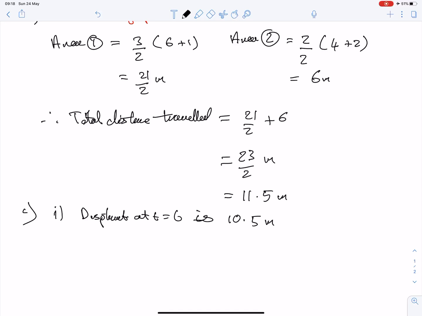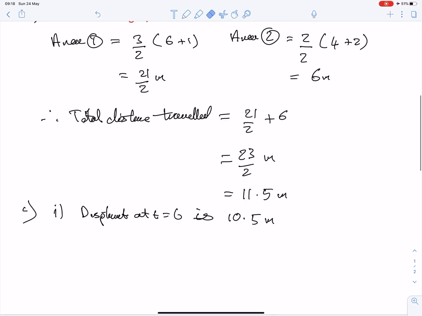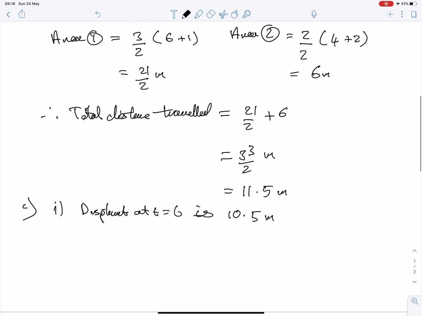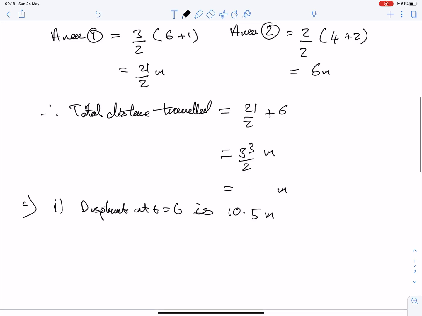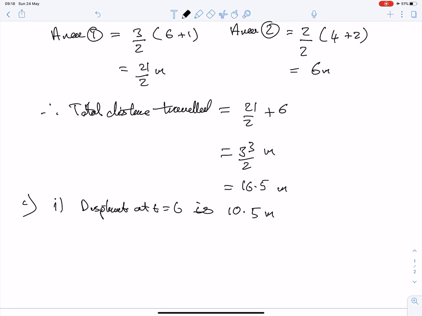metres. I can see I've made a silly mistake up here. 21 plus 12 is 33. So that should have been 33 over 2. And that should have been 16.5. Sorry.